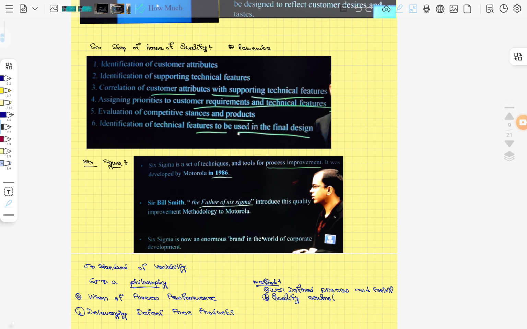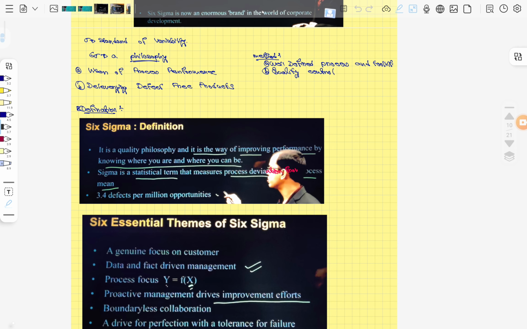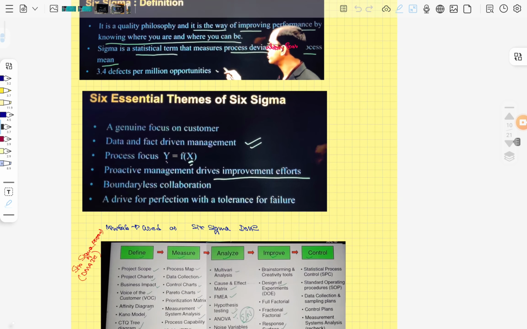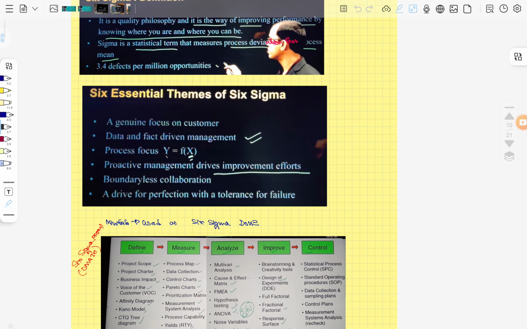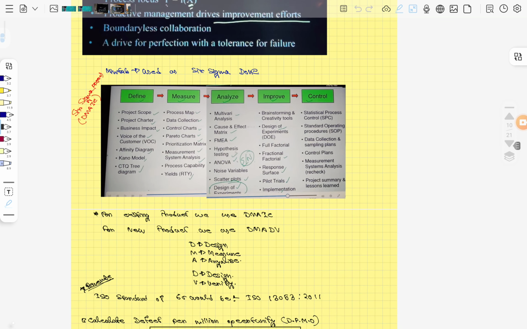It is a quality philosophy, a way of improving performance by knowing where you are and where you can be. Sigma in statistical terms measures the process. 3.4 defects per million opportunities is called Six Sigma. Essential: genuine progress on customer data, fact-driven data, and the process Y as a function of X, then positive management and positive effort toward perfection. Minitab is the software used for controlling Six Sigma.